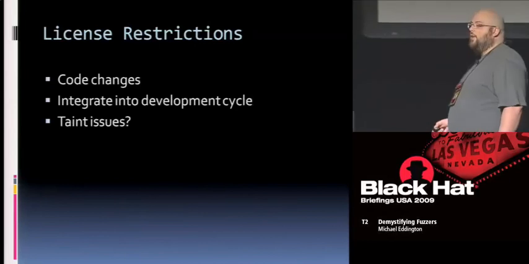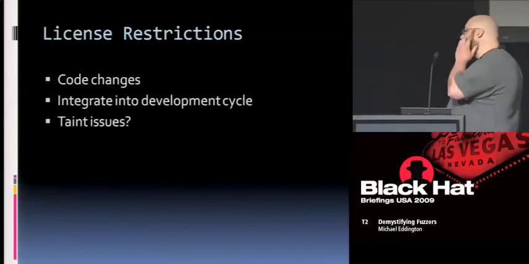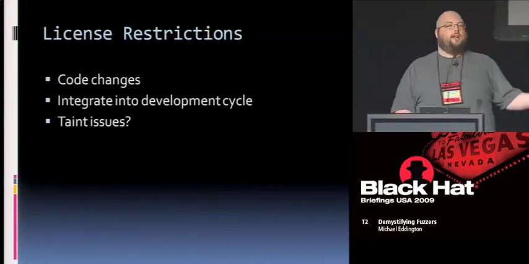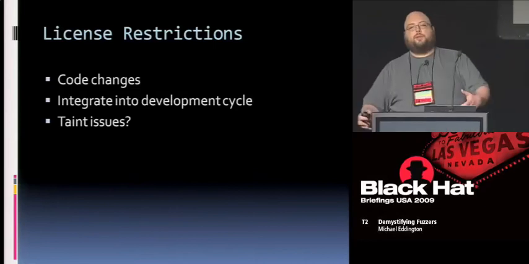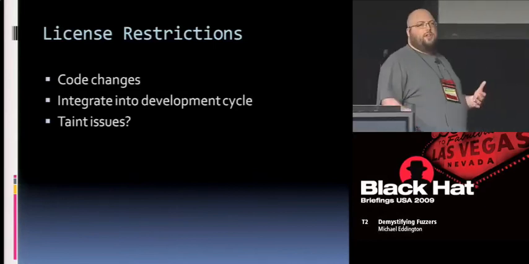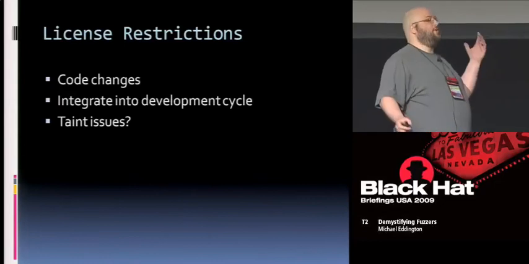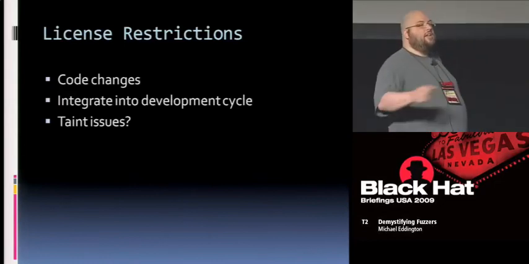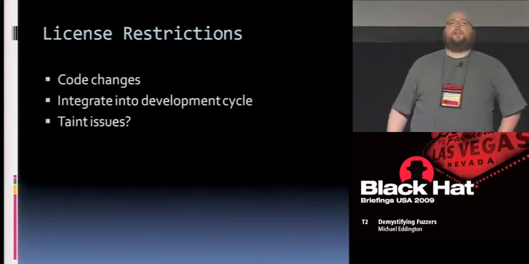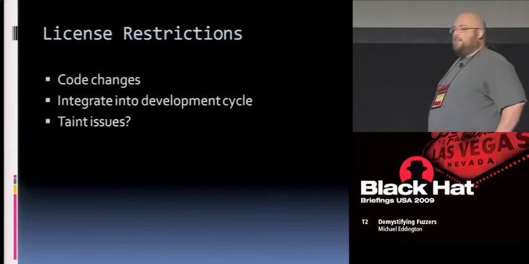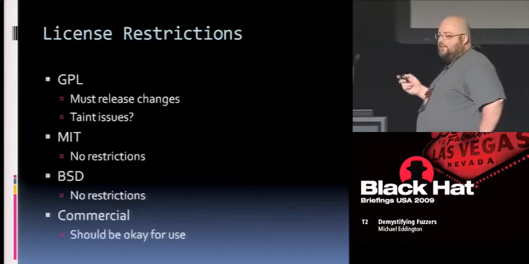Then there's always these questions of, well, if we check it into our code tree, so it goes onto the build boxes and can be run automatically, does that mean all of our code is GPL now? That's a question. If the developer does die and we have to continue development of this fuzzer, what does that mean? I don't know.